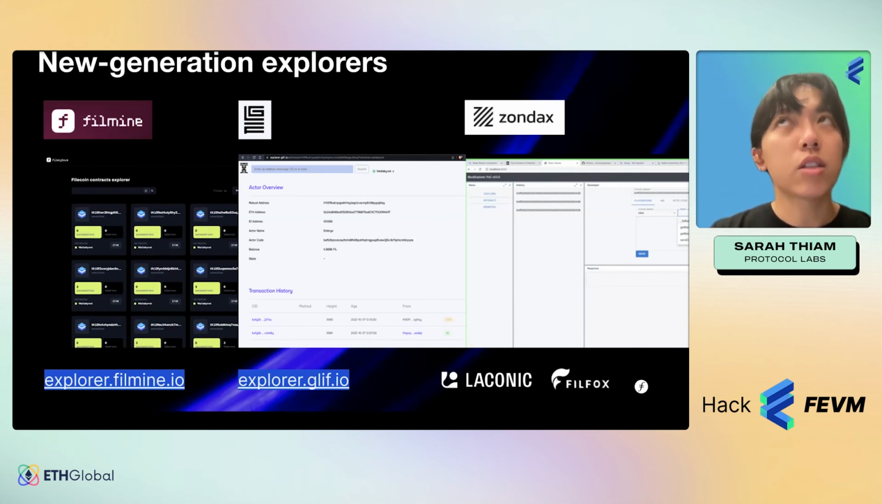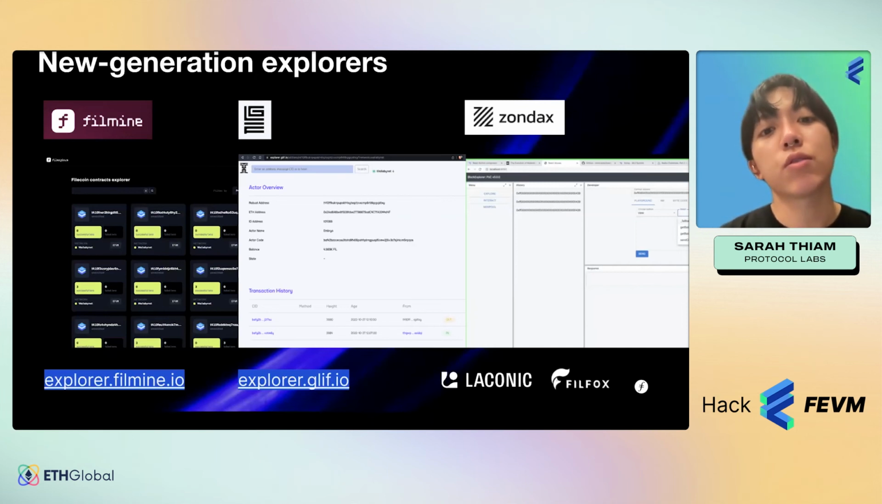Zondex also has a Barracks API that you can use to query and find out information about your transactions. They'll be talking a little bit more about that tooling later on. And all these different explorers have docs for them as well, so you can understand how to use them better.